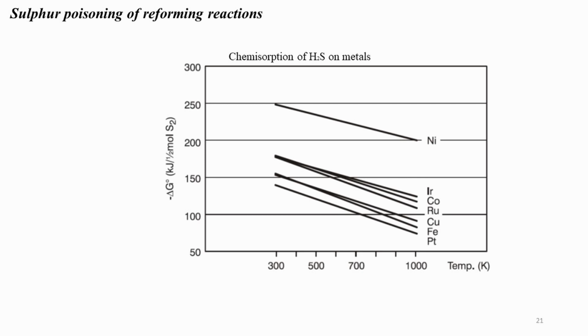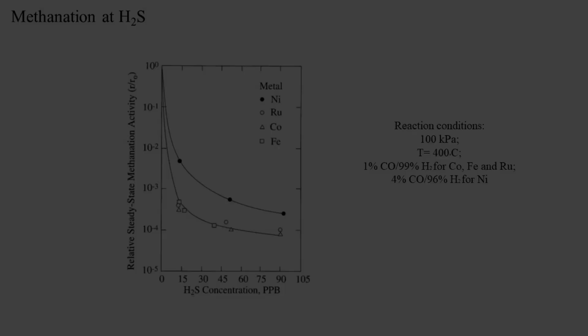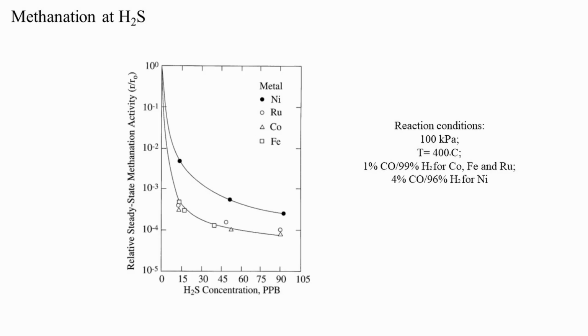Under reforming conditions, all sulfur compounds will be converted to hydrogen sulfide, which is chemisorbed on the metal surface. Nickel is the most sensitive metal. Sulfur has a strong impact on the reforming activity of a nickel catalyst, as we mentioned before, and deactivation is strong at small coverage of sulfur, and the catalyst is completely deactivated at full coverage.